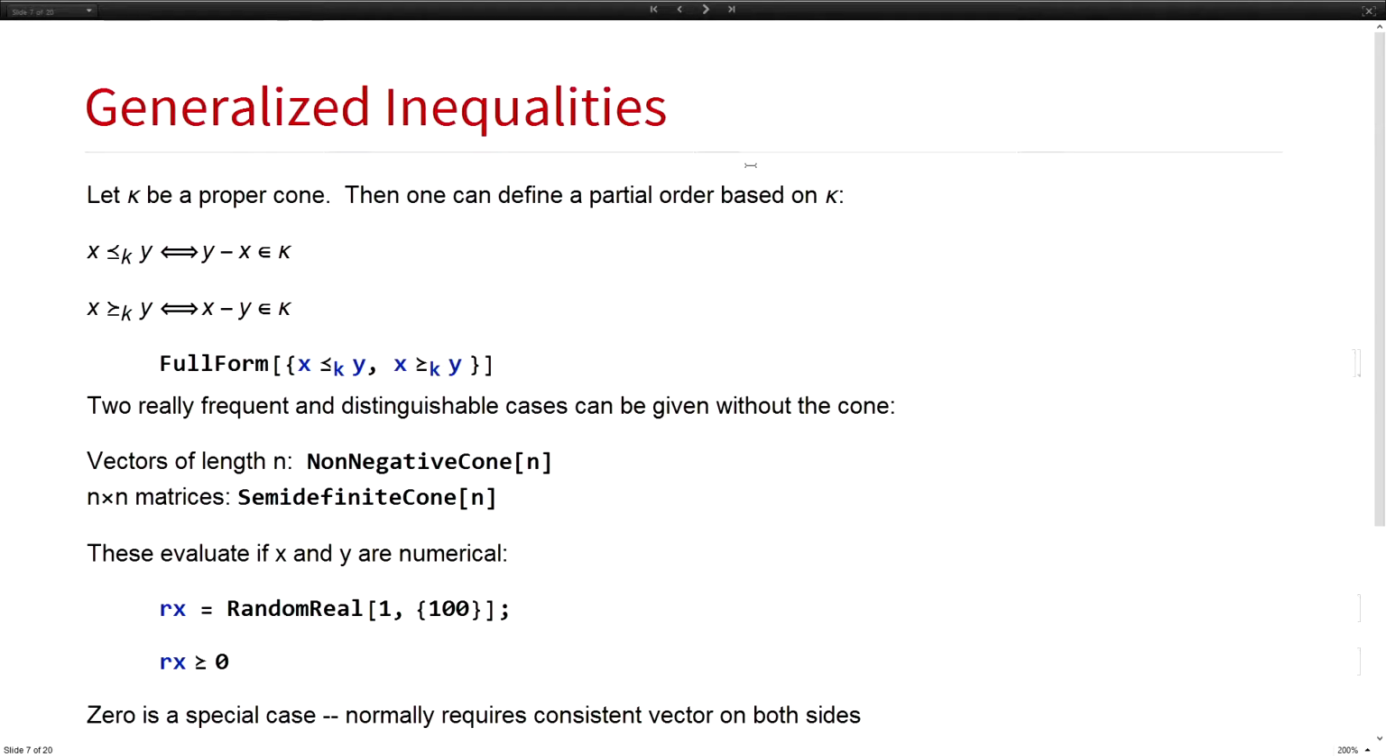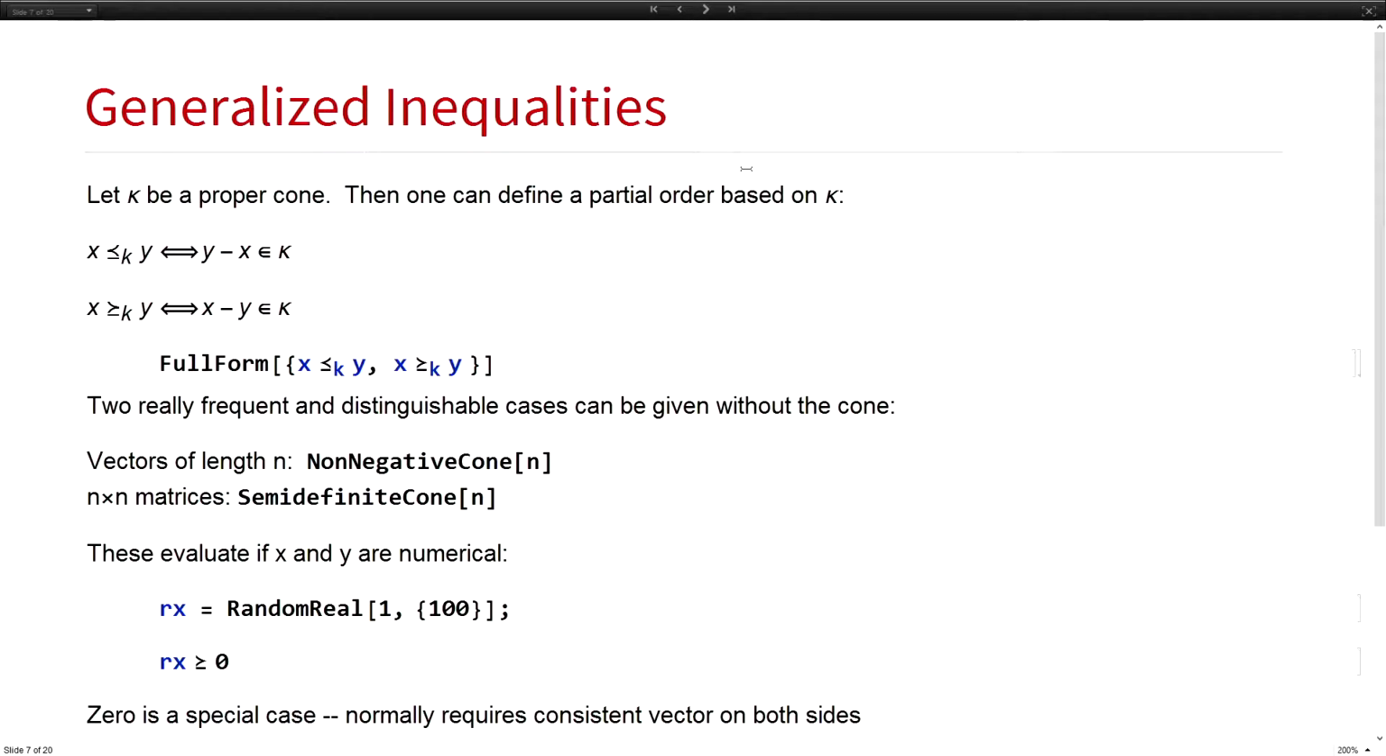Okay, so now let's talk about something we can do with cones. Suppose we have a proper cone. Then you can define a partial order based on membership in that cone. It's a little hard to see in these fonts that we have now. We'll eventually have a good character for that. We have x is less than or equal to y by the cone order if and only if y minus x is in the cone. And the greater than or equal is basically the same thing with the sign reversed. So that sets up a partial order.